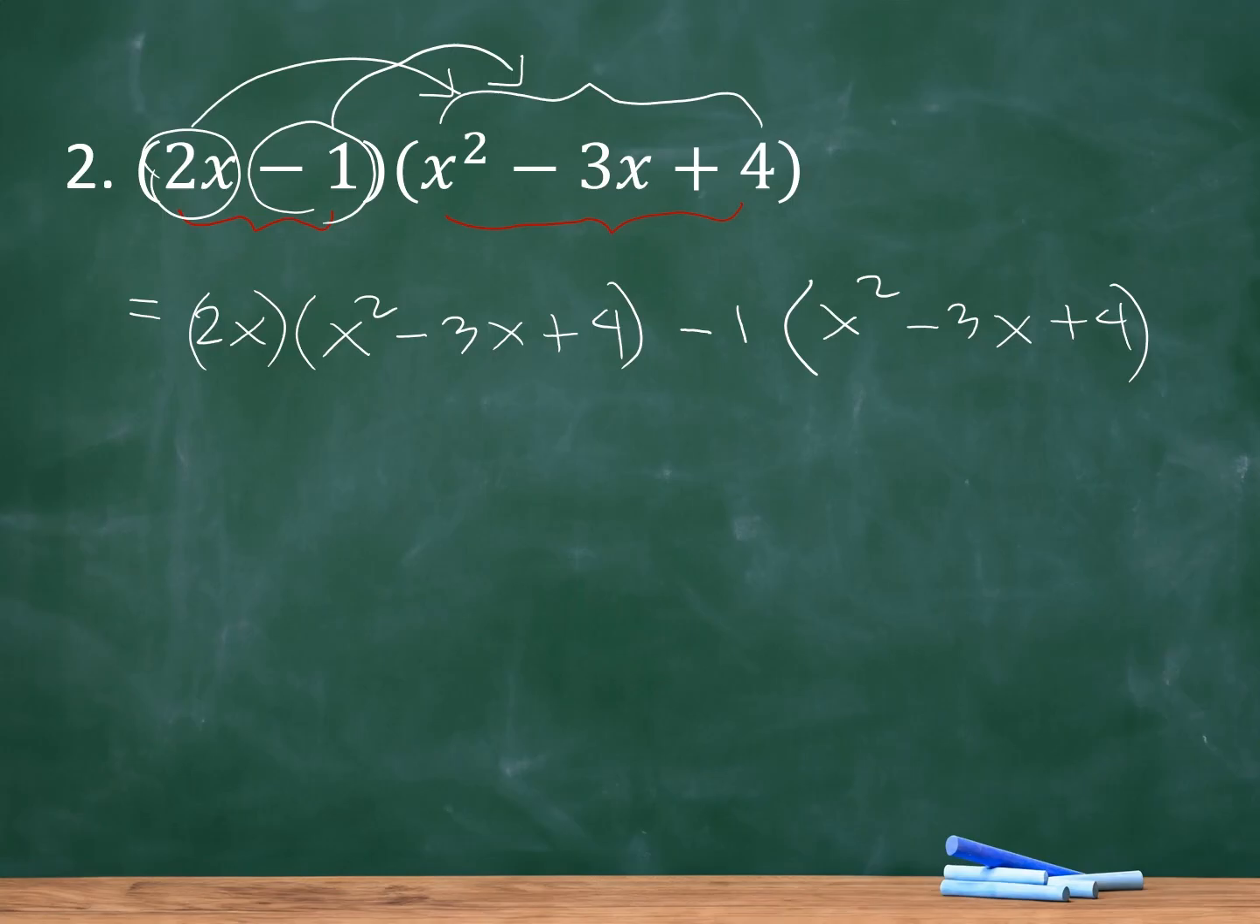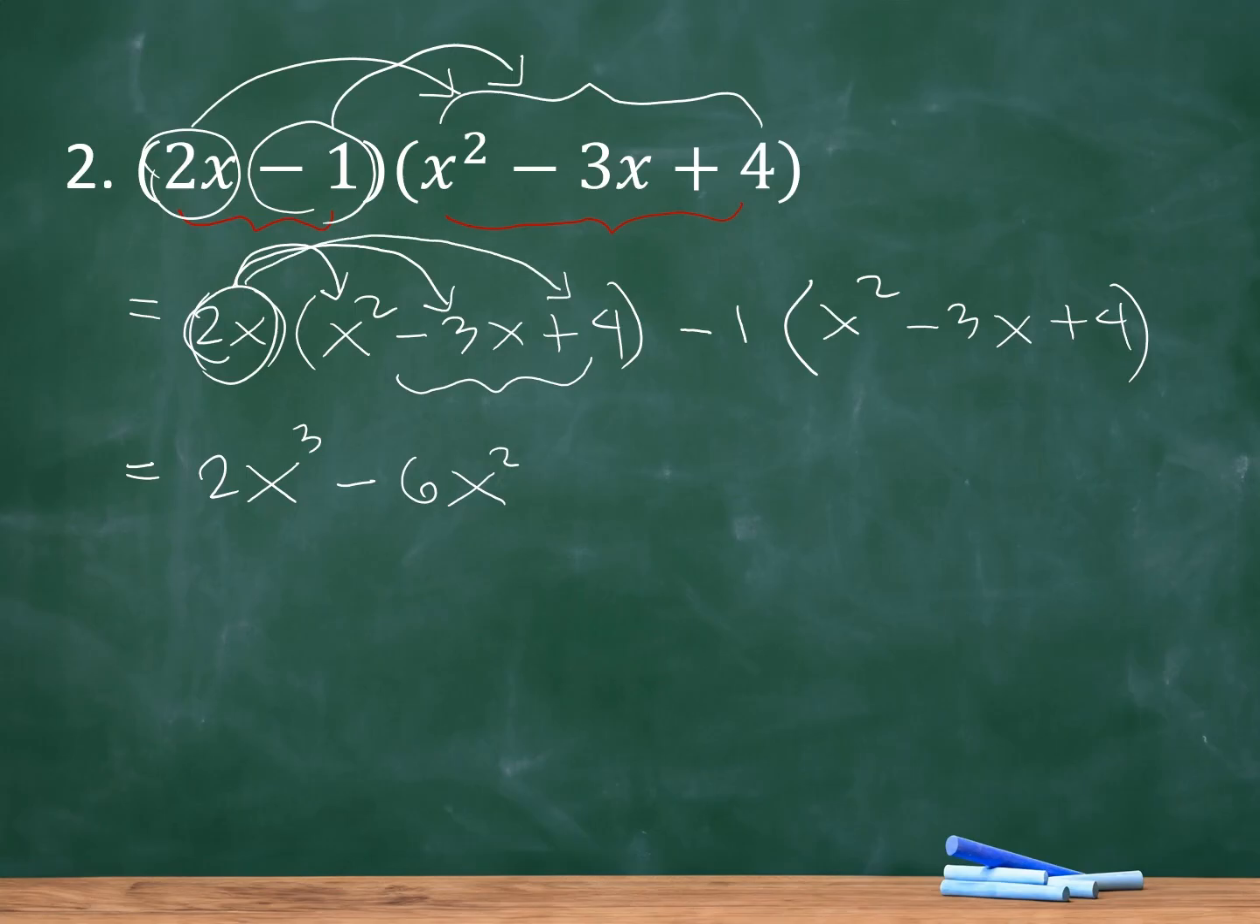Now at this point we will use the distributive property. We will distribute first 2x to each of the terms inside these parentheses. So 2x times x squared, that's 2x cubed. And then 2x times negative 3x, that's negative 6x squared. Then 2x times 4, that's positive 8x.